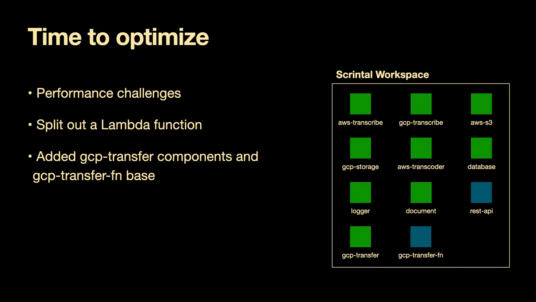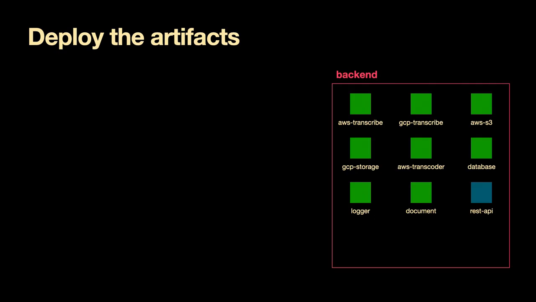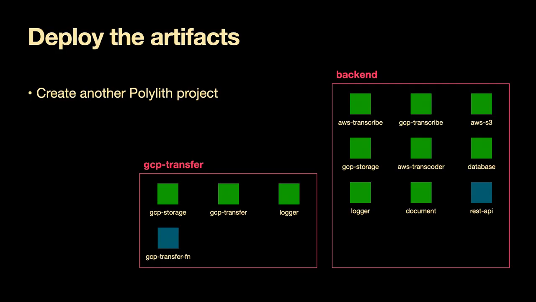Once everything is ready and tested locally, it was again the time to deploy the new Lambda function. We already had the backend project in our workspace from before. We created a new project called GCP transfer and included the necessary components and the new base. Once the project configuration was ready, we deployed our two artifacts separately, one of them as a server and the other one as a Lambda function.